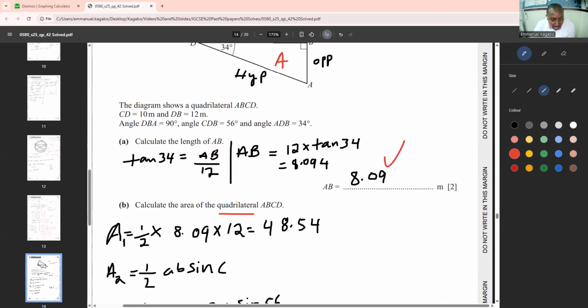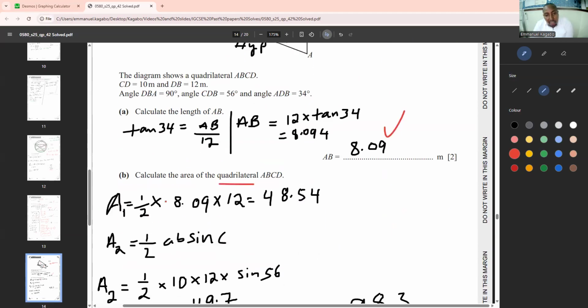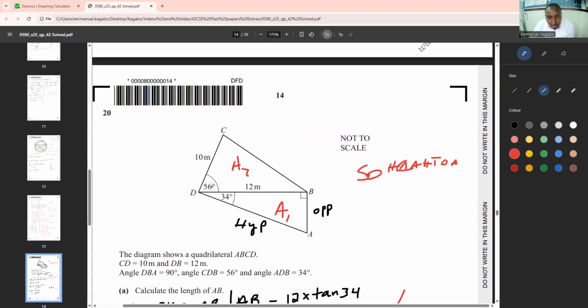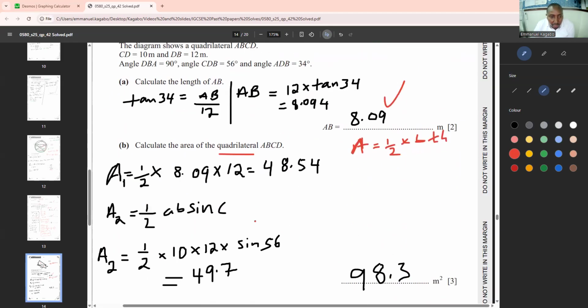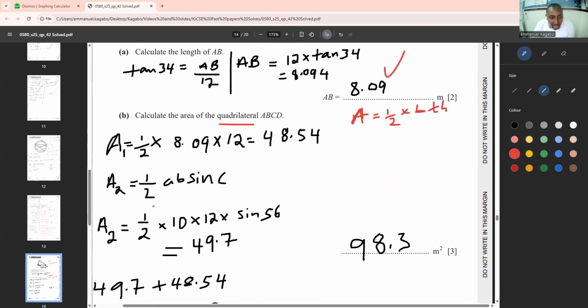So area 1, I did the area of a triangle, and then area 2. Area of a triangle which is a right angle triangle is a half base times side. Area of a triangle that's not a right angle triangle is a half base times height. Substitute in the formula. You have your base, you have your height. Now, to get the area of this one, it's not a right angle triangle. I have to use the area of a triangle that's not a right angle triangle, which is a half AB sine C.